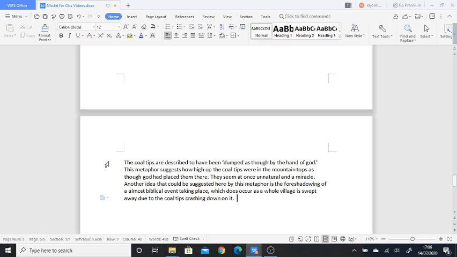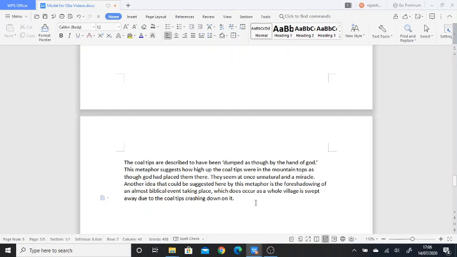So let's move on to the model example. Here you've got the model example. The coal tips are described to have been dumped as though by the hand of God. This metaphor, so you've got the point and evidence here, suggests how high up the coal tips were in the mountaintops, as though God had placed them there. Okay, you've got an interpretation. They seem at once unnatural and a miracle. Another idea that could be suggested here by this metaphor is the foreshadowing of an almost biblical event taking place, which does occur as a whole village is swept away due to the coal tips crashing down on it. So what I've done here is provide a couple of interpretations for the metaphor that I've picked out.